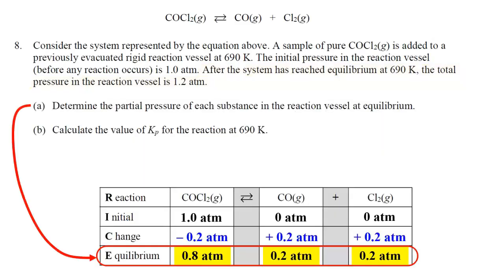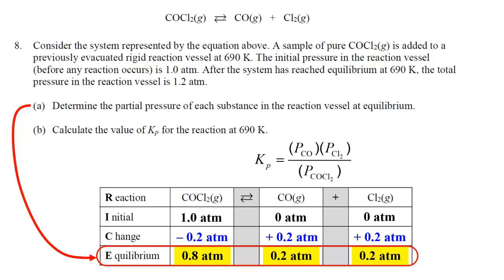Determine the partial pressure of each substance in the reaction vessel at equilibrium, and you can see highlighted in yellow, those are the partial pressures of each substance in the reaction vessel. Now let's move on to Part B. Calculate the value of the equilibrium constant, Kp, for the reaction at 690 Kelvin. So here is the Kp expression.